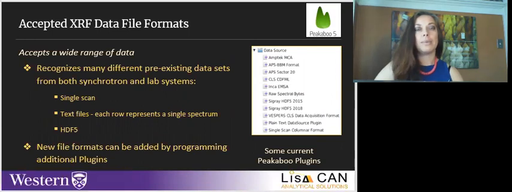Currently, Peakaboo recognizes datasets consisting of individual single-point scans, text files of rows of numbers where each row represents the spectrum collected at a single spot, and the more complex HDF5 formats, which are becoming increasingly common. New file formats can be added with plugins. Some of the plugins we currently have include multiple beamlines at the APS, at the CLS, and the SIG-Ray AutoMap file format. Every time we use a new synchrotron beamline, we develop a new plugin.